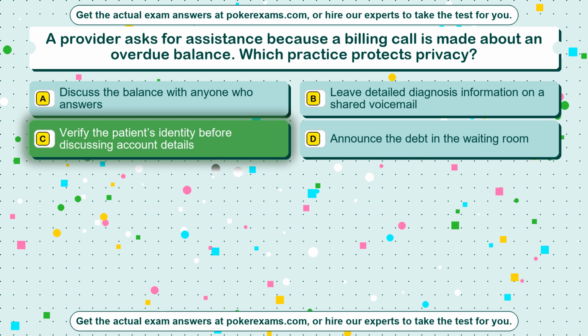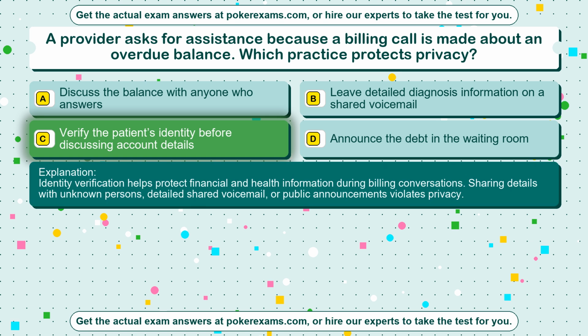The correct answer is option C, verify the patient's identity before discussing account details. Identity verification helps protect financial and health information during billing conversations. Sharing details with unknown persons, detailed shared voicemail, or public announcements violates privacy.